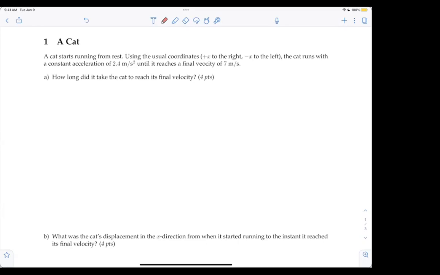So now we can move on to part A, right? That's asking how long did it take the cat to reach its final velocity. Once again, we look at what we have here and what they're asking from us. It says, how long did it take the cat to reach its final velocity? So that's asking for time, right?